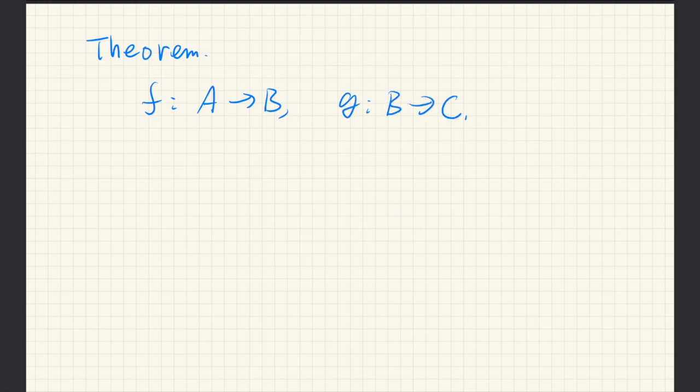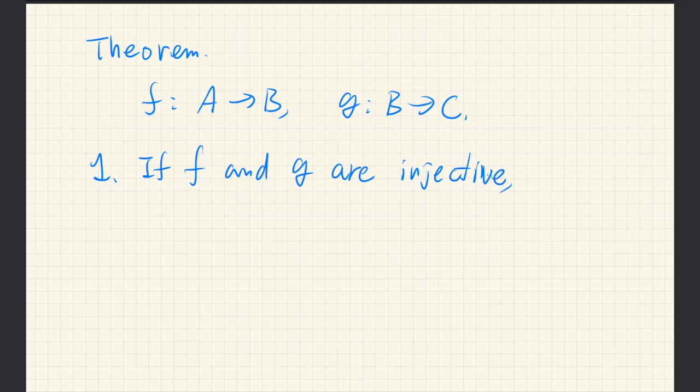Okay, next let's prove one theorem about map composition. So suppose we have two maps, f from A to B and g from B to C. So we can compose f and g, so g after f can be made. And first, if f and g are both injective, then g after f is also injective.